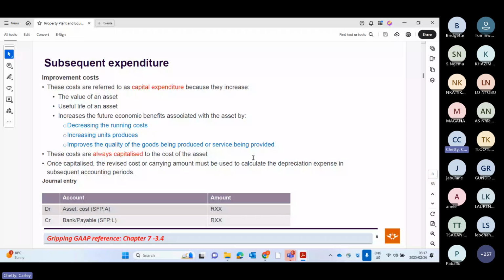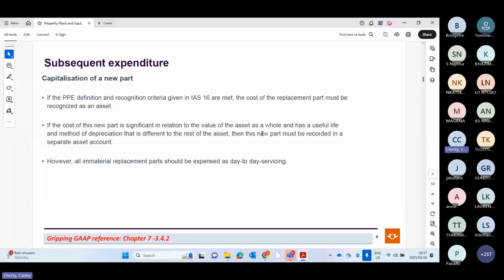Then we need to look at capitalization of a new part. In the property, plant, and equipment definition and recognition criteria given in IAS 16, if these are met, the cost of the replacement part can be recognized as an asset. So sometimes a new part needs to be capitalized. Maybe we are installing a new engine or a new part. If the criteria are met, the cost of the replacement part can be recognized as an asset.